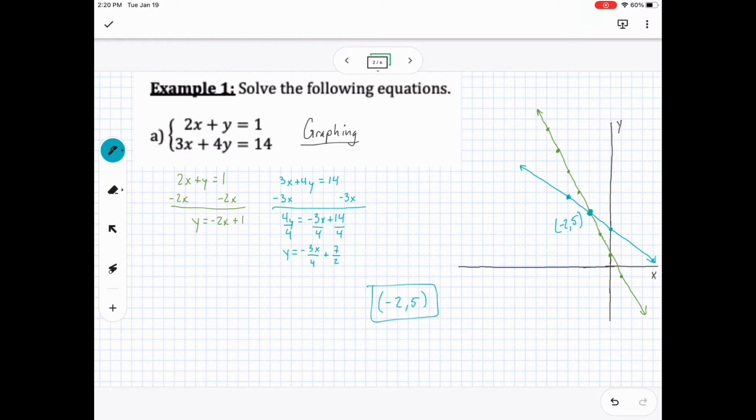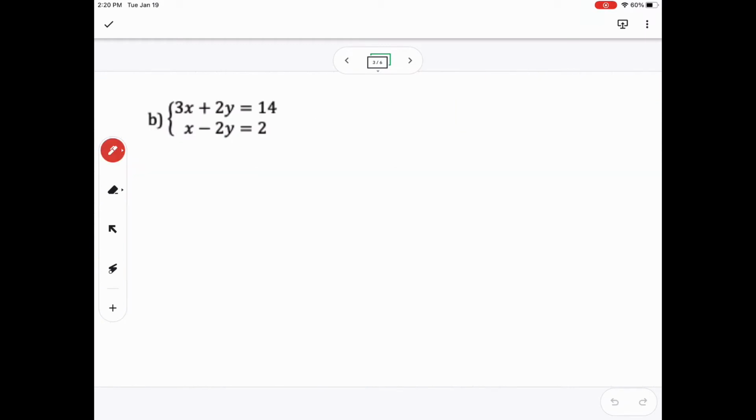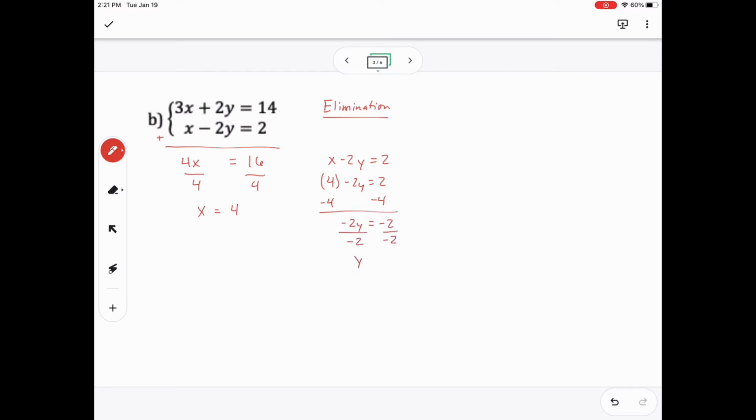Okay, the next one, it looks like the y's are set up pretty nicely to cancel out, so let's use elimination. Since they are set up with the same coefficient but opposite signs, I can add them, and that cancels them out, and then I am easily able to solve for x, which is 4. Then I pick one of the two equations that we started with and plug in that 4 for x to help me solve for y, which gets me the value of 1. Okay, so then my answer would be 4, 1.